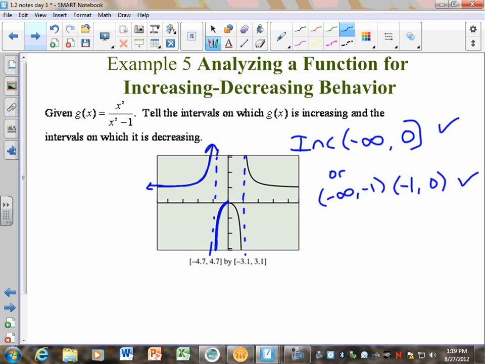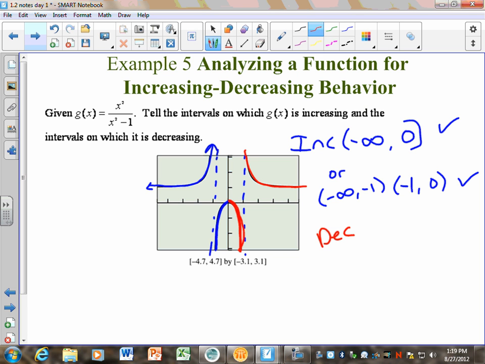What about the rest of my graph? If I go from here down, do you agree that this part of my graph is decreasing? What about the other section up here, after I jump over the asymptote? Which means if this was increasing, do you agree that this side is decreasing if I was walking on this graph? You have to think going from left to right.